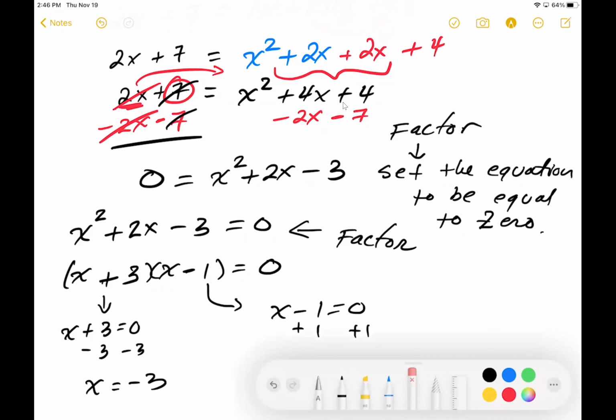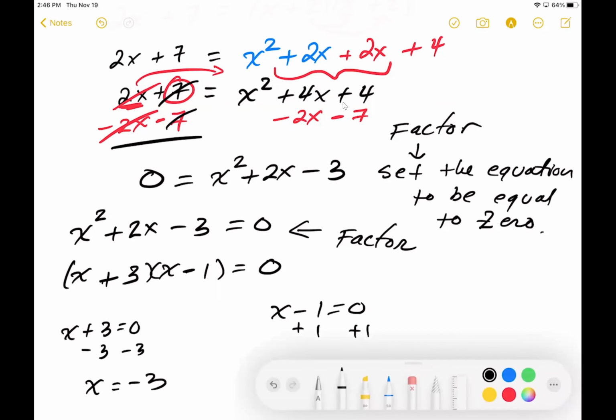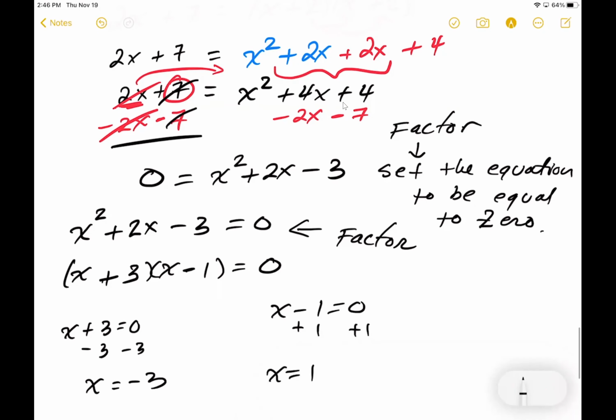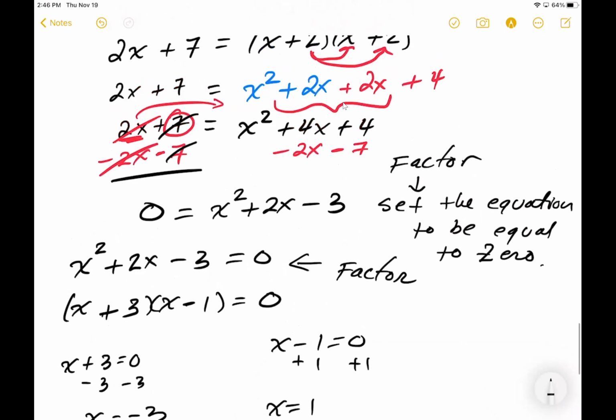Question here, ladies and gentlemen, in terms of the steps. So after all of this, we are not done.